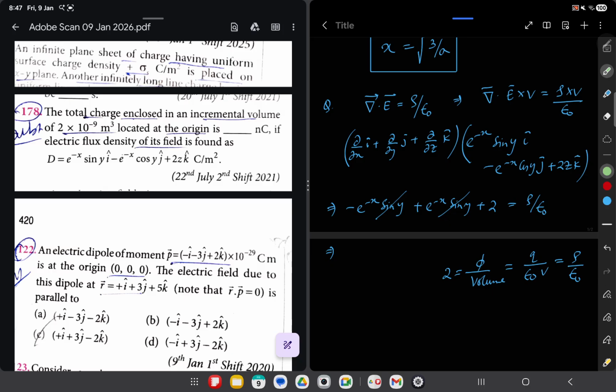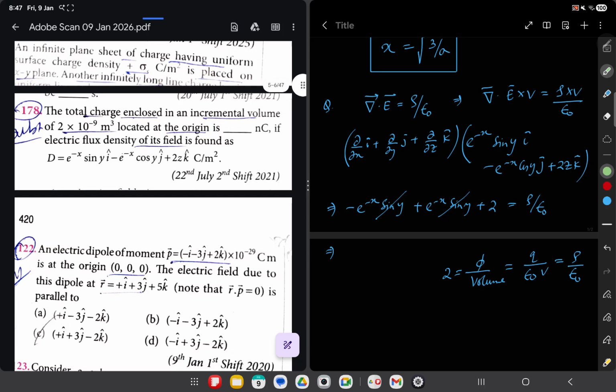If you see, the question is given at the origin. So just put x equal to 0, y equal to 0. So these two terms will be 0, and this will be 2. In the question, the electric flux density per unit volume is given; electric flux density means flux by volume. Flux is q by epsilon, by volume. So q by v is rho. This is rho by epsilon. How much are you getting? You are getting rho by epsilon equal to 2 from this formula. So this is your rho by epsilon.